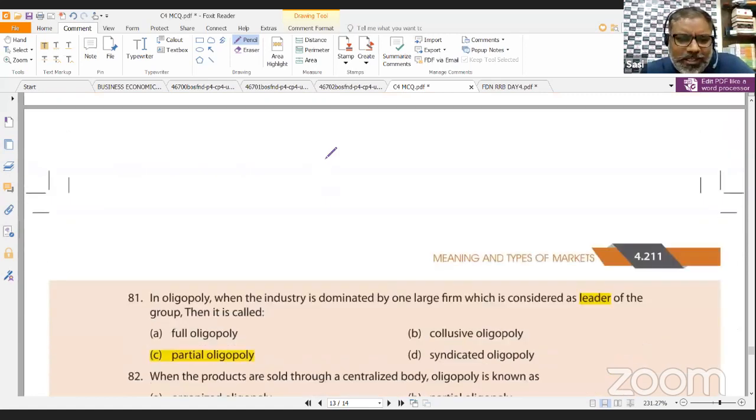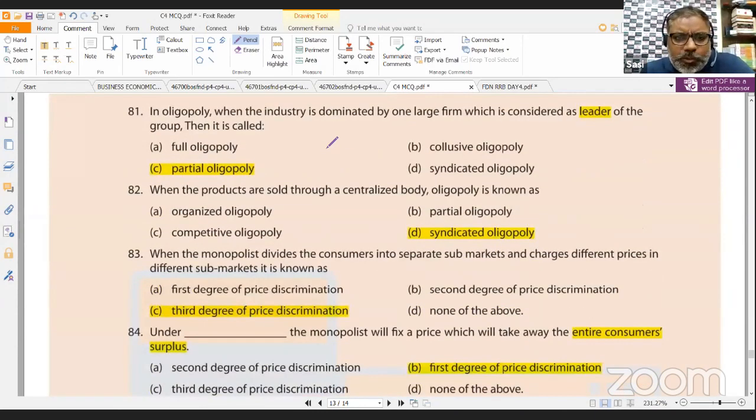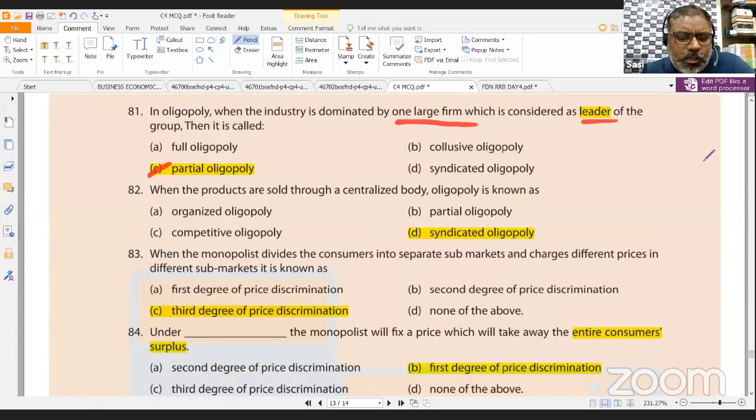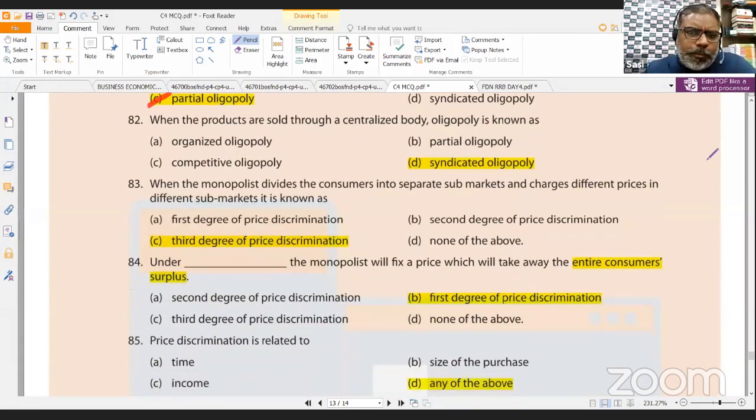Homogeneous products will be there. Little difference will always be there, but almost homogeneous. Homogeneity is the feature of pure oligopoly. And if in an oligopoly the industry is dominated by one large firm, which is considered as leader of the group, that is not called as oligopoly fully. It is called as a partial oligopoly. These are the definitions of different types of oligopoly. And if they are asked in the exam, you should remember these things also. If there is only one firm which is a leader of the group, then it is called as a partial oligopoly. That is one kind of oligopoly.